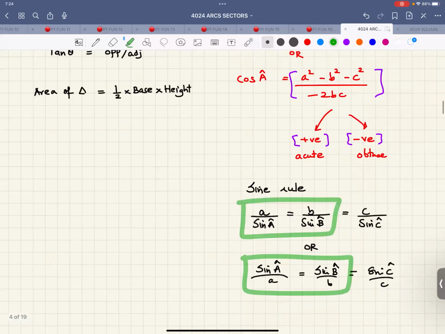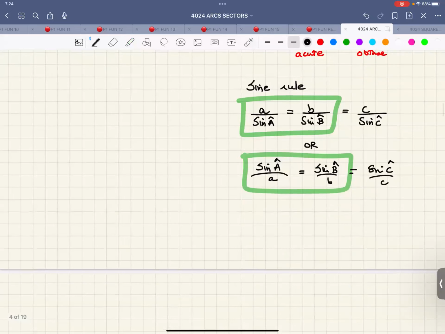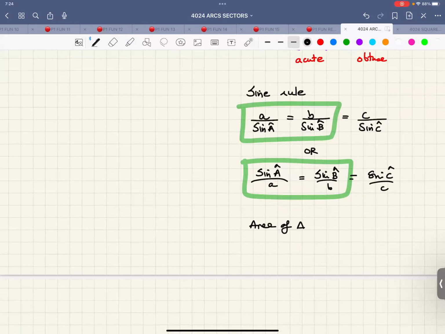And last but not the least, that is area of triangle. That is half ab sine of C. That is how we use all this. So let's first recap what we have studied so far.